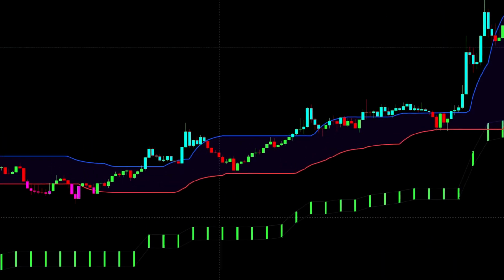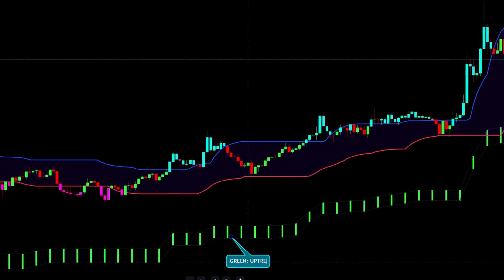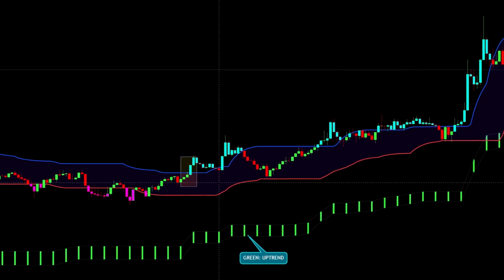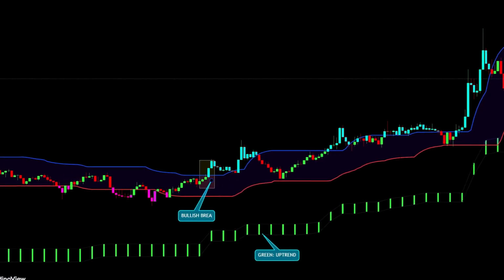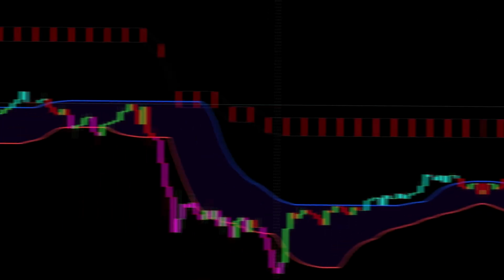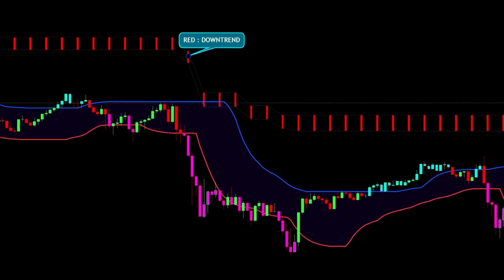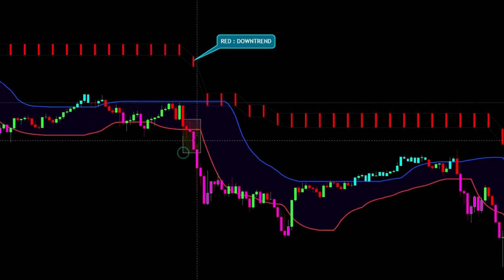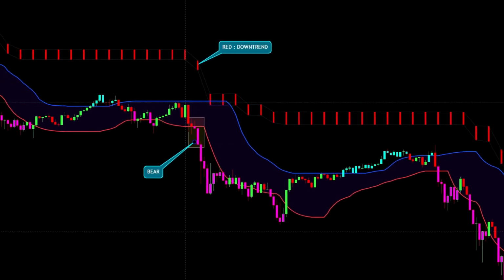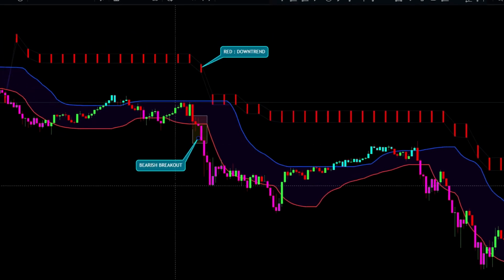When the ribbon is green, uptrend, look for a bullish breakout of the HOTT line. This means the price is breaking above the HOTT line, which is a bullish signal. If the ribbon is red, downtrend, watch for a bearish breakout of the LOTT line. This means the price is breaking below the LOTT line, which is a bearish signal.